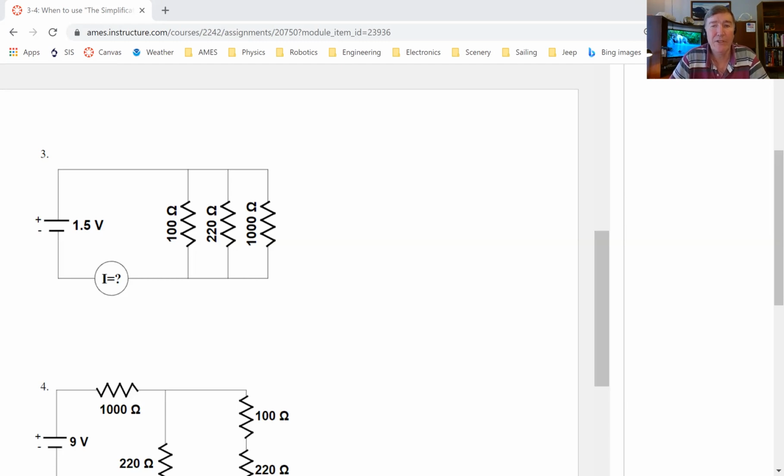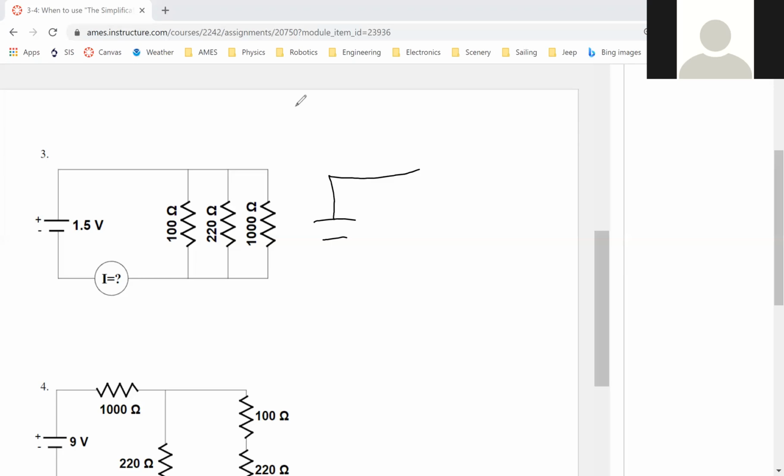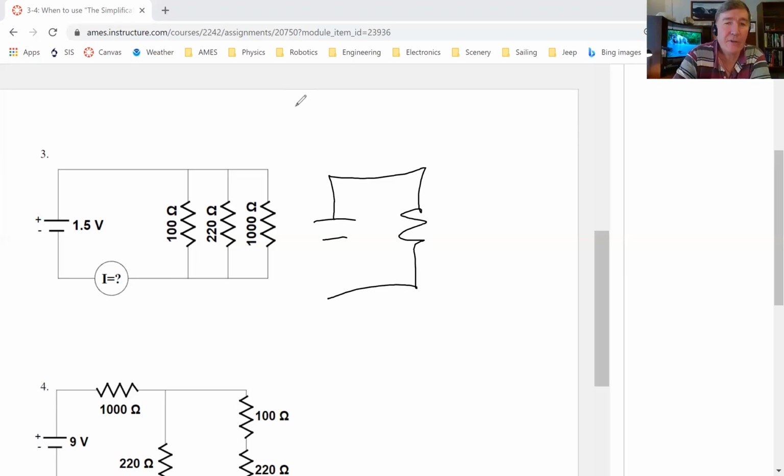Jasper, I don't think we picked on you yet. Can you unmute yourself and tell us, first off, which method did you use? And then talk us through how you did it. I used both, but the one I used was simplification. So I formed all the resistors into one resistor, which, hang on a sec while I try to catch up with you there.